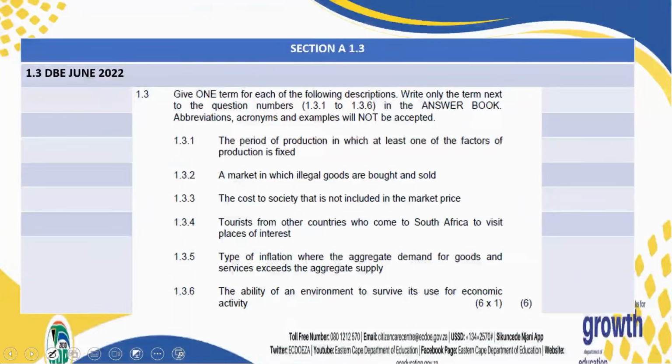These are our answers. Now, 1.3. This is one that you need to read the instruction. It says no abbreviations and no acronyms and no examples. This one, I'm not going to do it with you, but just check. You will see that there is something that you need to learn. For example, here, period of production, at least one factor of production is fixed. We are talking about short run and long run. Please do it as a paragraph question as well.